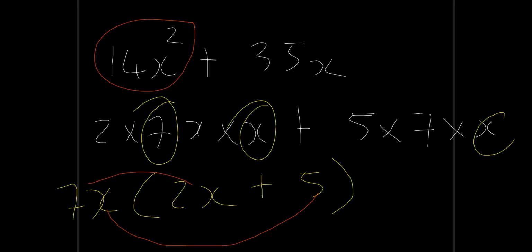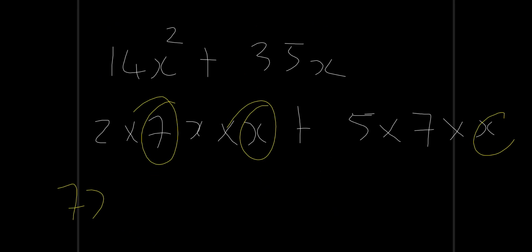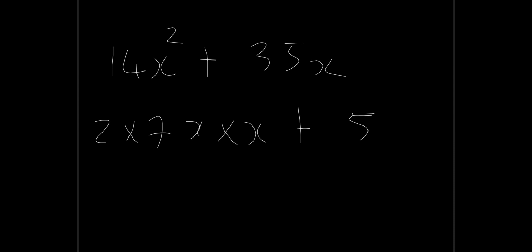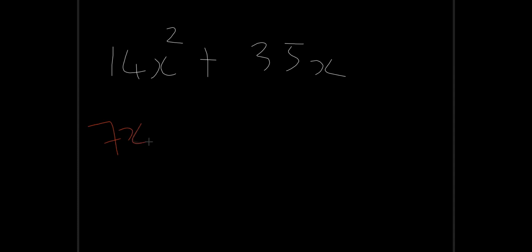And so, but as I said, we could have done this another way. We could say, what is the highest common factor of 4x squared and 35x? Well, we know that they share 7 as highest common factor and also the x's. So we just pull out 7x, we divide that into that, it gives us 2x, we divide that into that, it gives us 5.